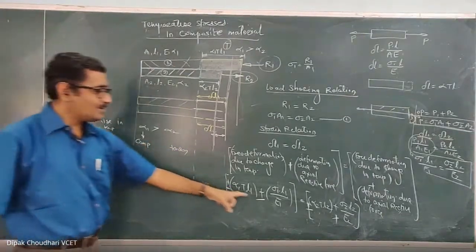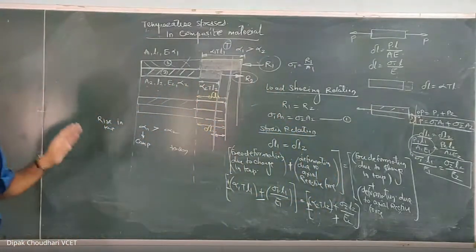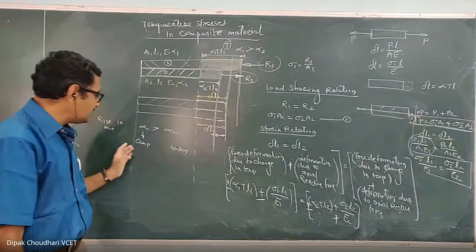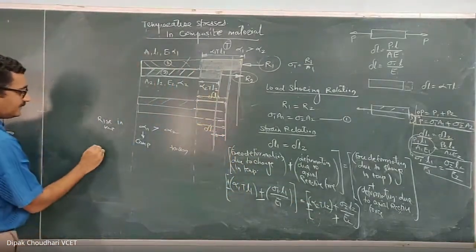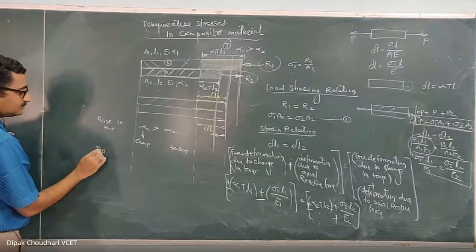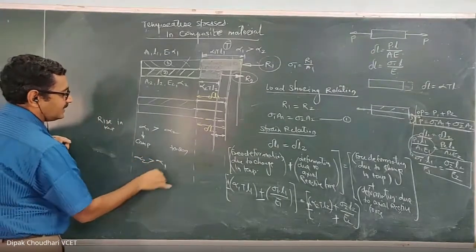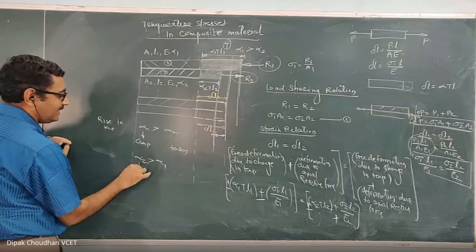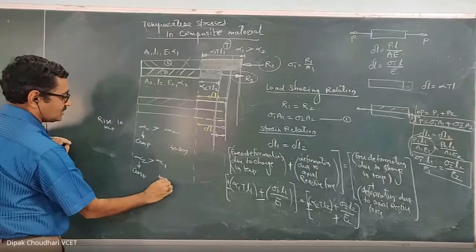Accordingly you have to use the sign here. If it is in tension, use plus. If it is in compression, use minus. Then if there is a rise in temperature and alpha 2 is greater than alpha 1, the one whose alpha is greater is in compression, and the one whose alpha is less is in tension.